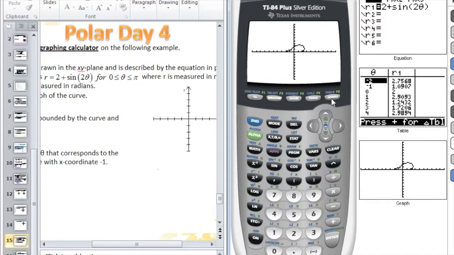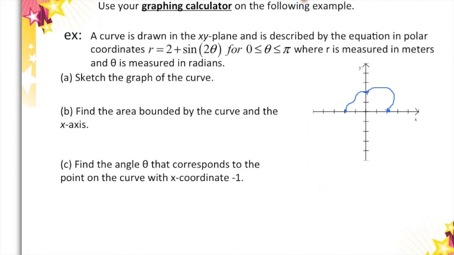Let's go ahead and look at the second part of the question. The next part says find the area bound by the curve and the x-axis. So luckily, our bounds are already set from 0 to pi, so we don't have to figure that out. We just use our formula for half r squared. So we say 1/2 integral from 0 to pi of 2 plus sine 2 theta, squared. And now we have our calculator available, so we put this in our calculator.